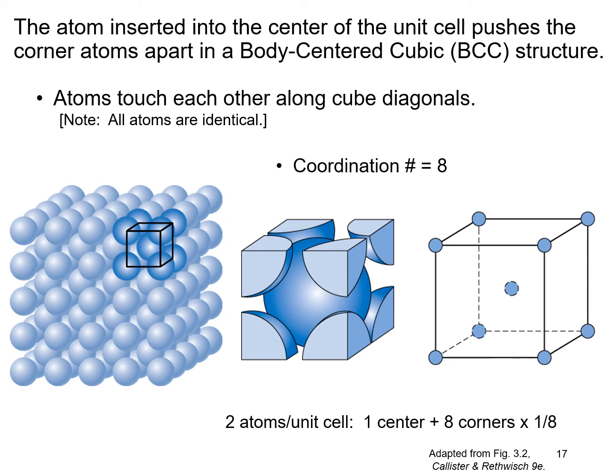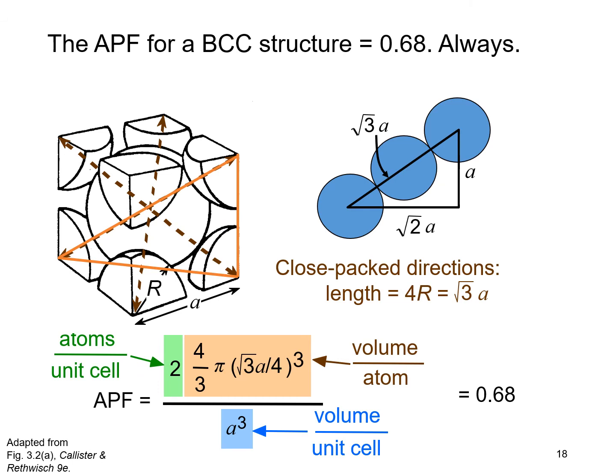For this structure, where are the close packed directions? This time the edge atoms are not touching, but the atoms do touch along the cube cross diagonal. We follow the same concept. The length of the cross diagonal close packed direction can be solved for using a cross section of the cross diagonal. We use the Pythagorean theorem and can calculate the length to be the square root of 3a.